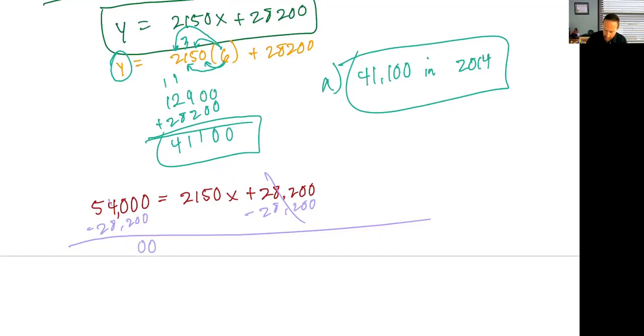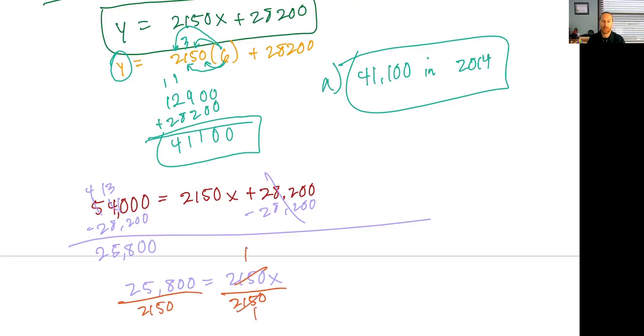0, 0, I'll have to do some borrowing here. So that's an 8. Borrow again. 13 minus 8 is 5 and 2. So now I have 25,800 is equal to 2,150x. And my last step to solving this problem would be to divide by that.